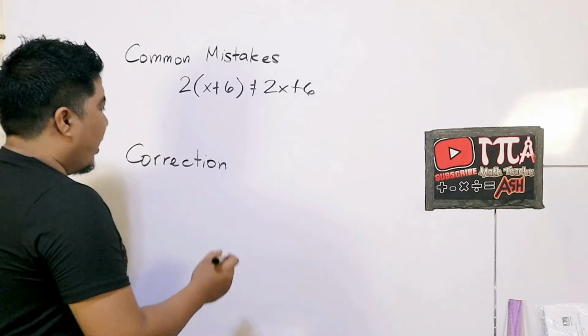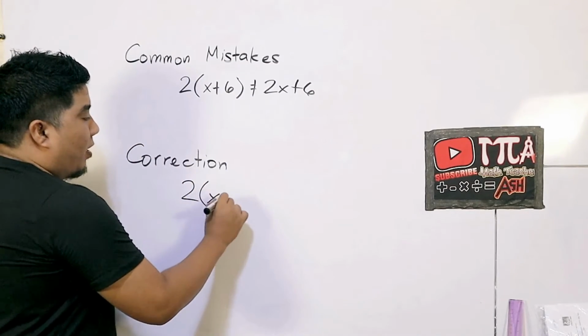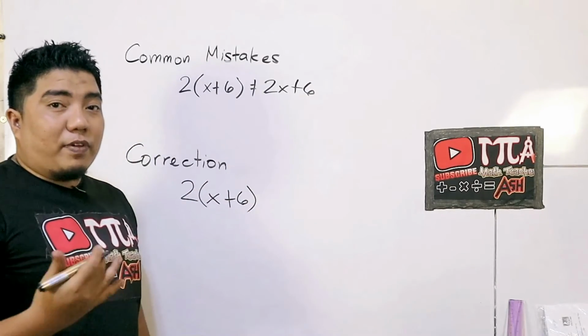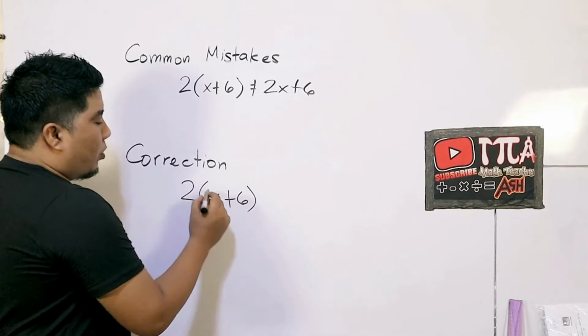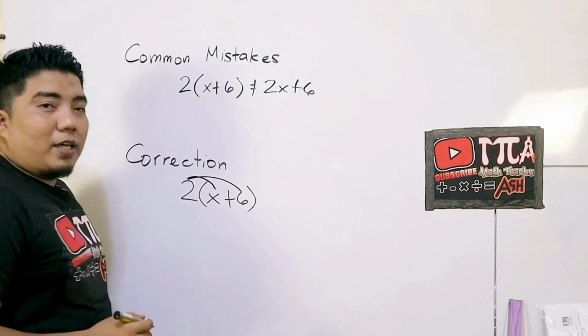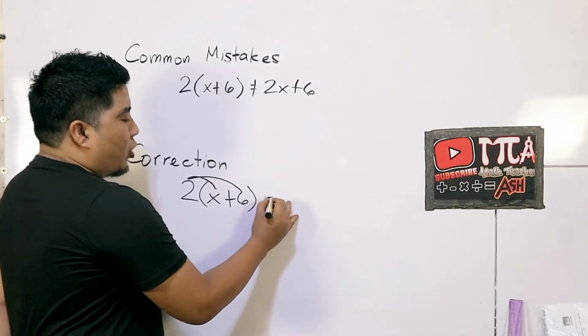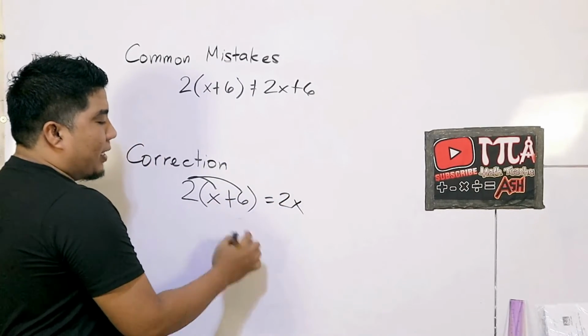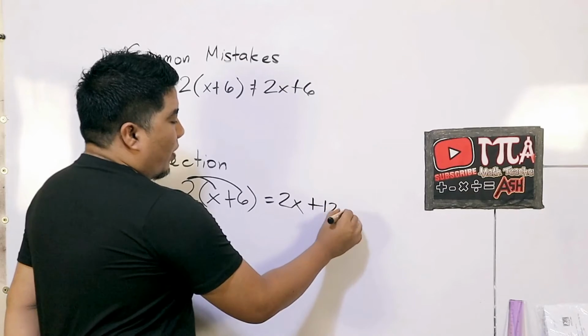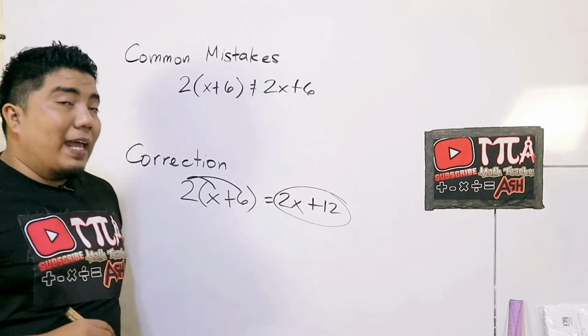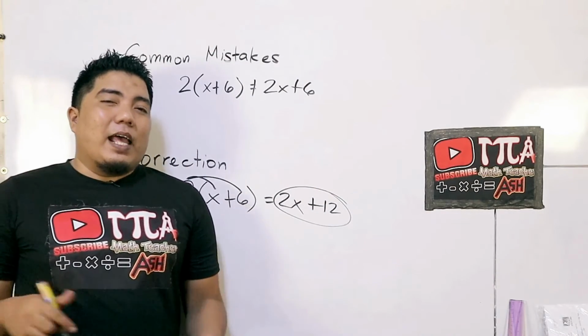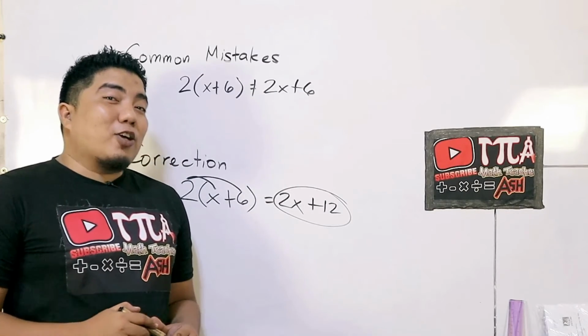Why? Because in the idea of the distributive property, when you distribute, it should be like this. Okay. So 2 times x, that should be 2x. 2 times 6, and that is positive 12. So this will be your final answer. Easy, right? And now let us go to our final common mistake.